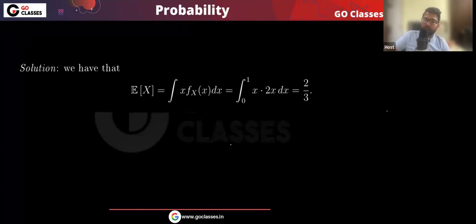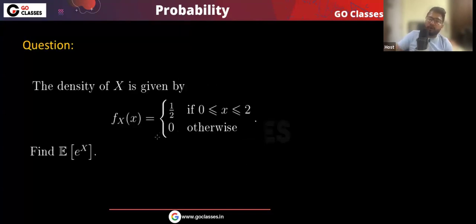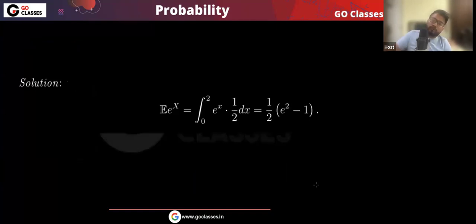Okay. For example, if you want to find the expectation of any function of a random variable, you can do it as well. How? You will be integrating e power x f(x), which is integrating e power x times 1 by 2, from 0 to 2. If you integrate that, you will get the expectation of e power x.